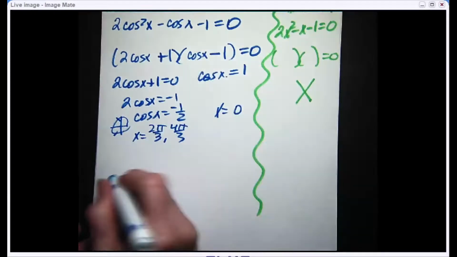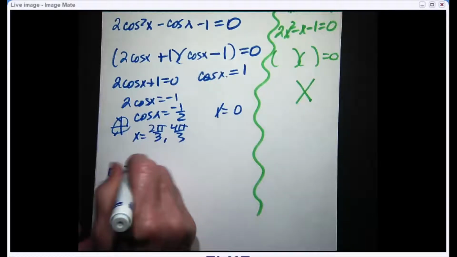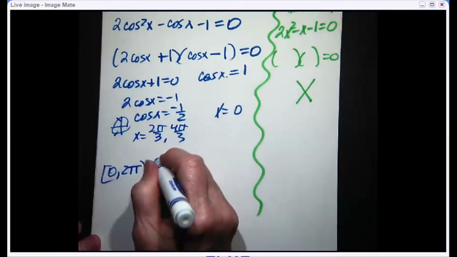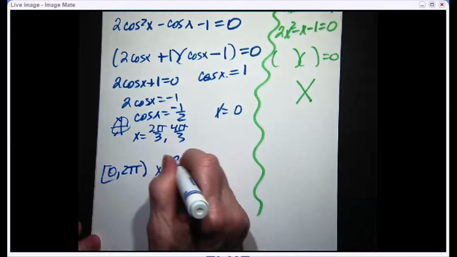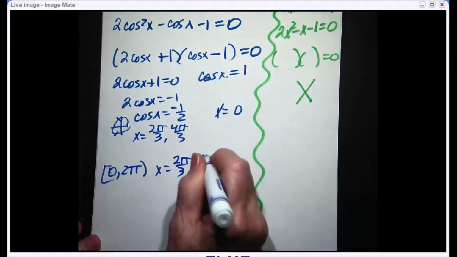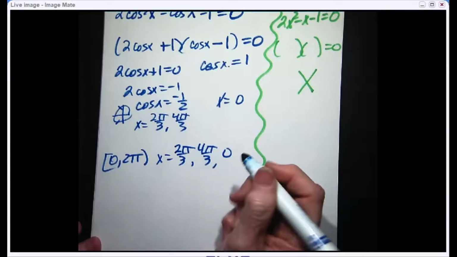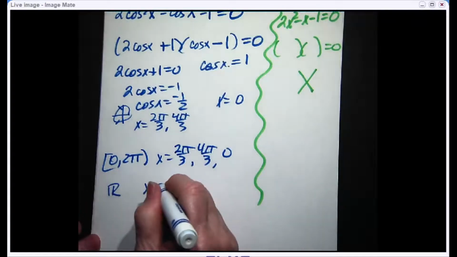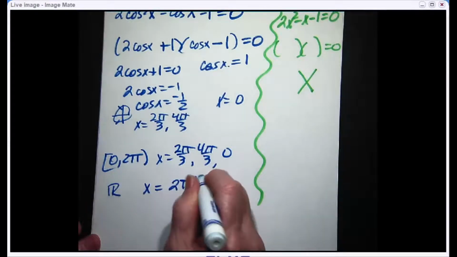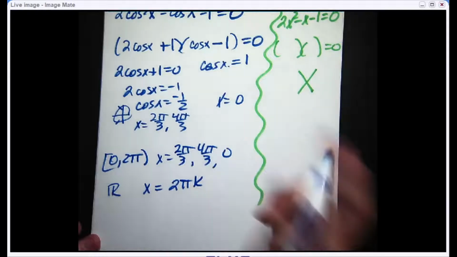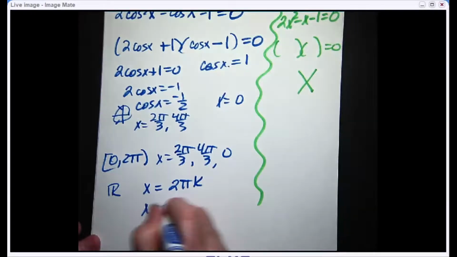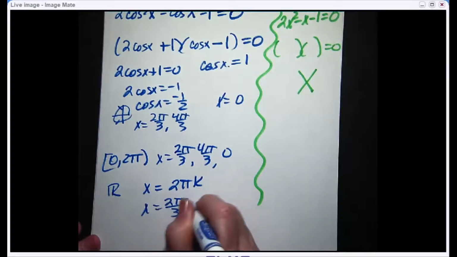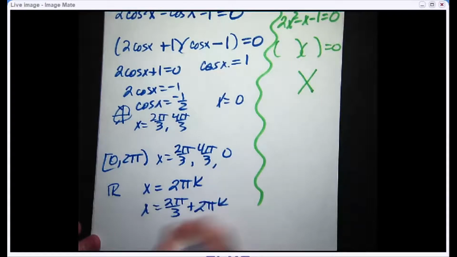So if I wanted 0 to 2 pi, I would have x equals 2 pi over 3, 4 pi over 3, and 0. If I want all reals, you would say x is equal to 2 pi k, because I can only do 0 this time. And x is equal to 2 pi over 3 plus 2 pi k. And x is equal to 4 pi over 3 plus 2 pi k.